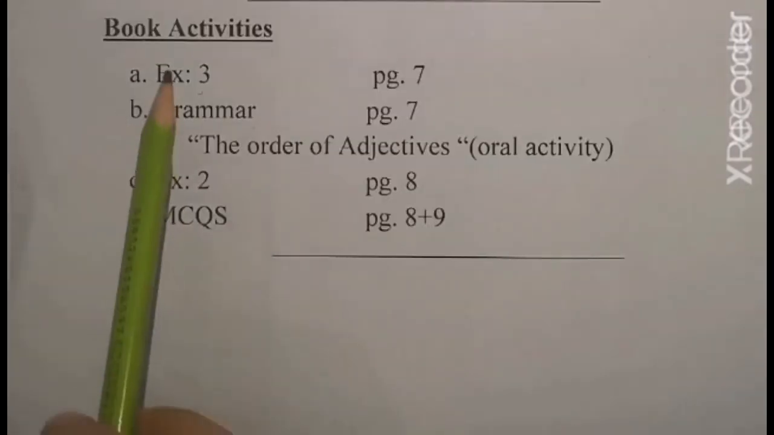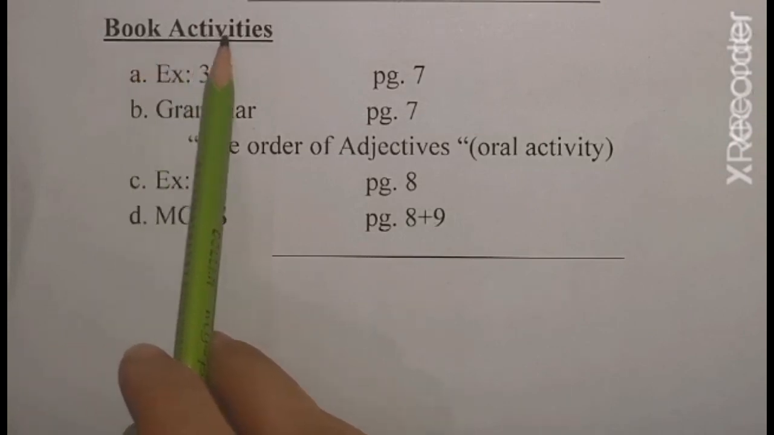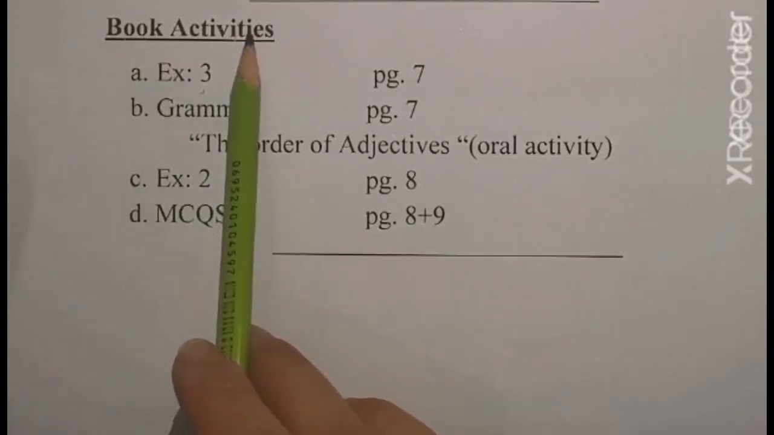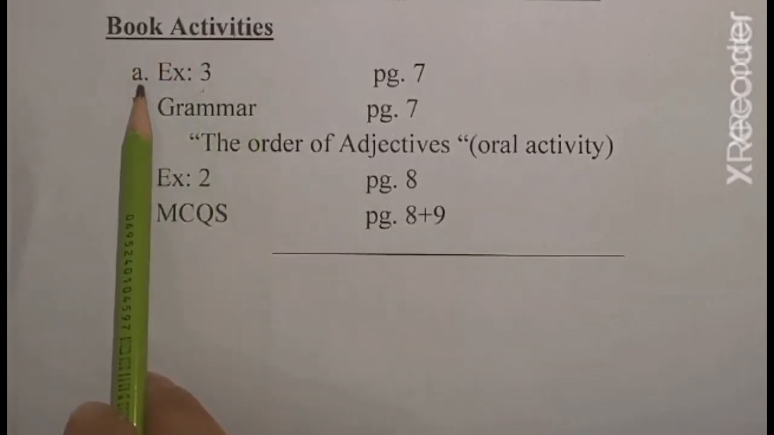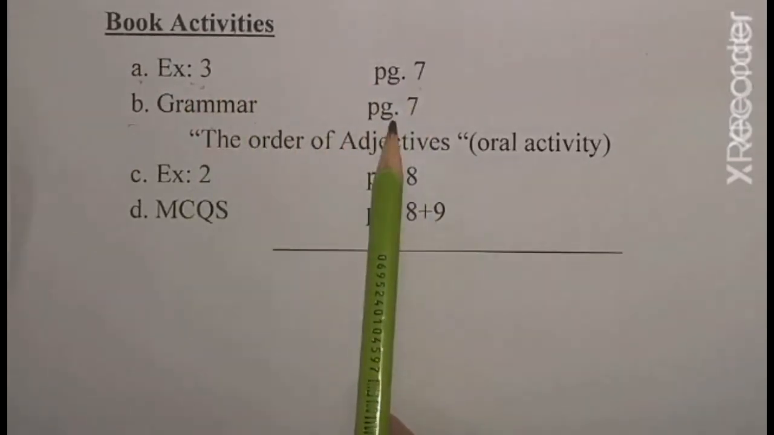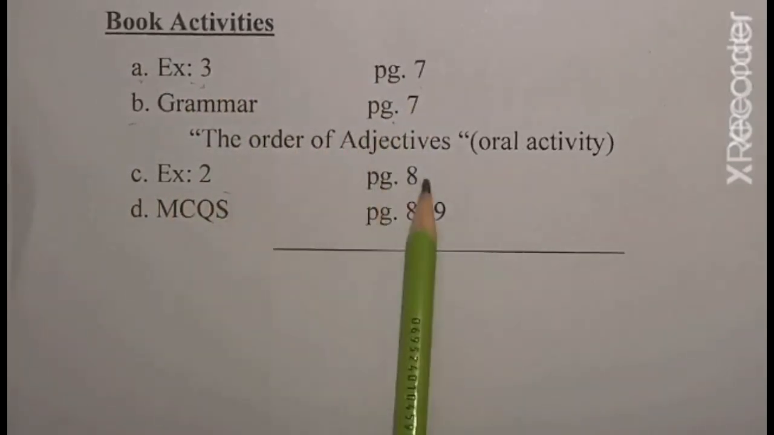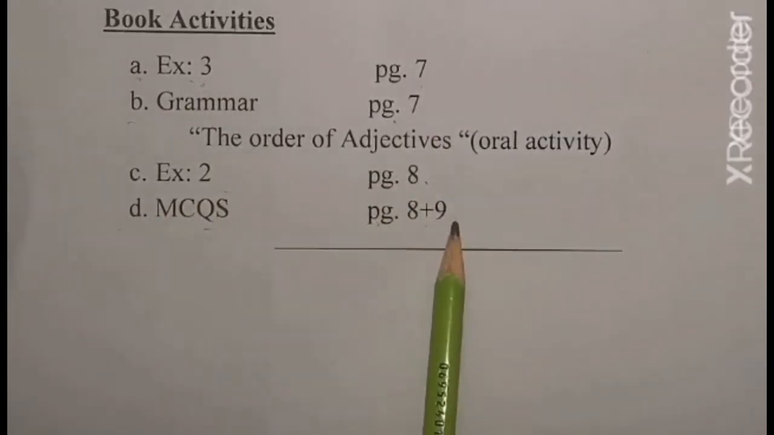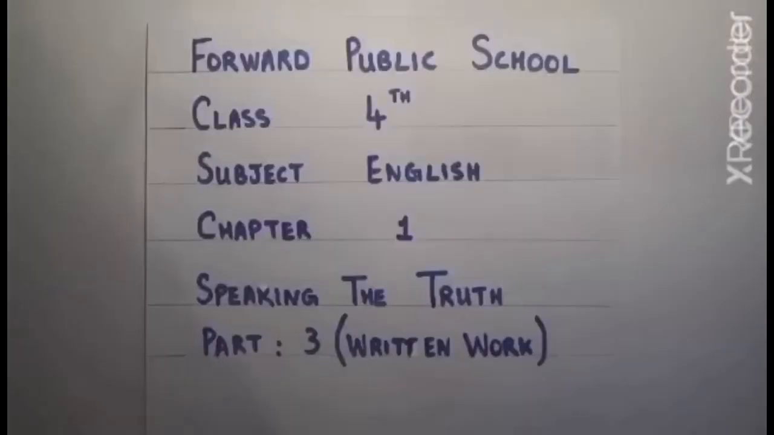Now go to your new page and next page on your copies and give the heading of book activities. Write the book activities. A, exercise 3, page 7. B, grammar, page 7. C, exercise 2, page 8. D, MCQs, page 8 plus 9. So this is the end of part 3, written work of chapter number 1.